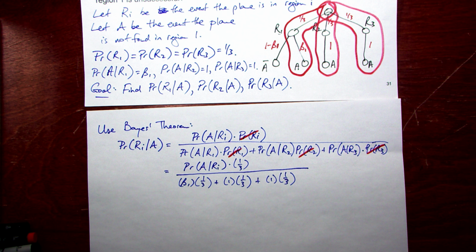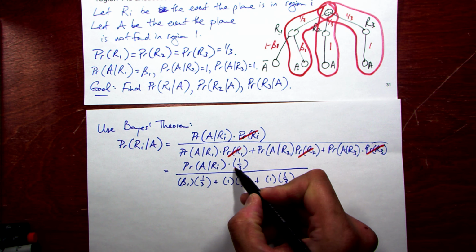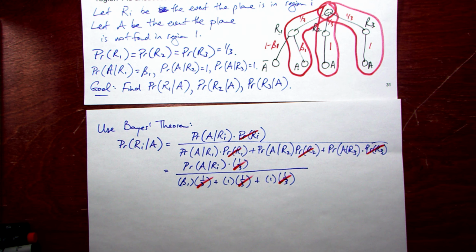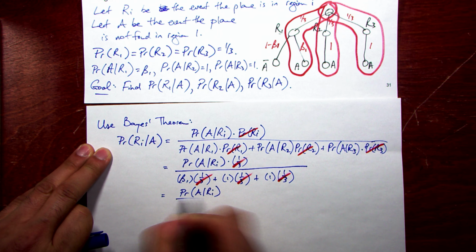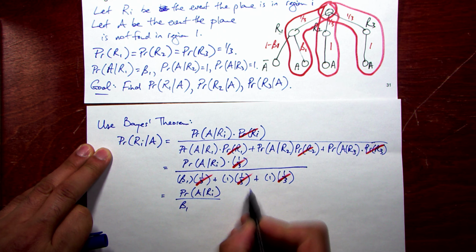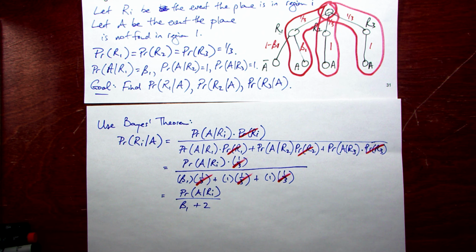Okay, so we just subbed in all these things, and these thirds are going to go away. The thing that we're left with is probability of A given Ri divided by, and we got a beta 1, and we got a 1 and a 1. We'll just combine those together to get 2.